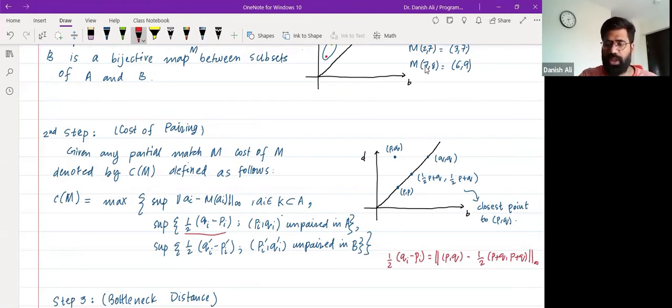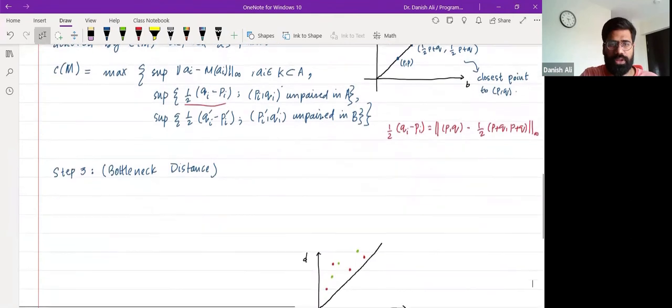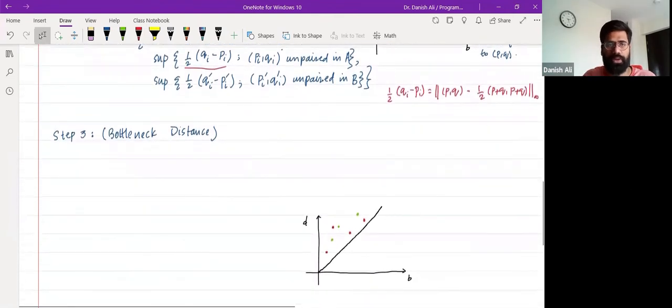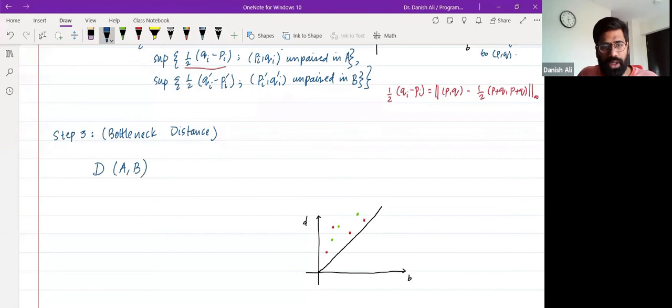Okay, so the last step is to define the bottleneck distance. The bottleneck distance, which I denote by capital D, is just the infimum of all these costs of the matchings. I'm taking the infimum over all matchings from A to B.